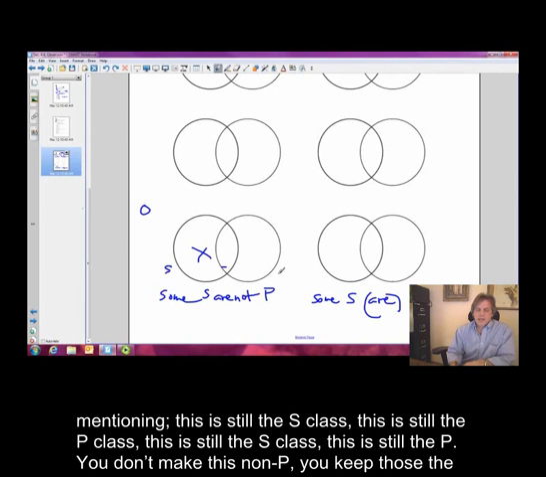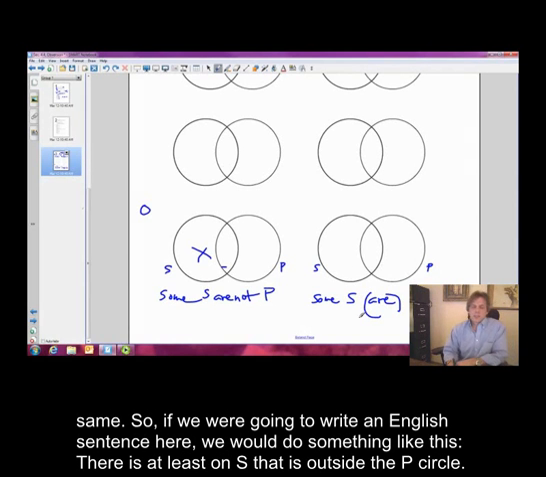Now, I guess this is one thing I wasn't mentioning. This is still the S class. This is still the P class. This is still the S class. This is still the P. You don't make this non-P. You keep those the same. Okay? So, if we were going to write an English sentence up here, right there, we would do something like this. There is at least one S that is outside the P circle.